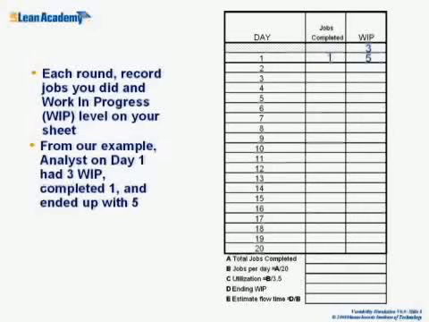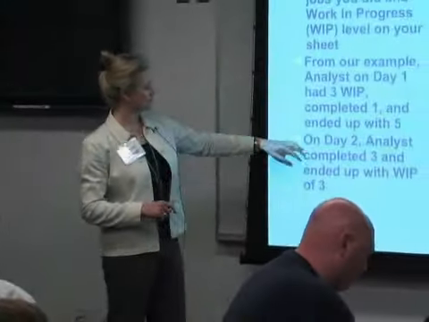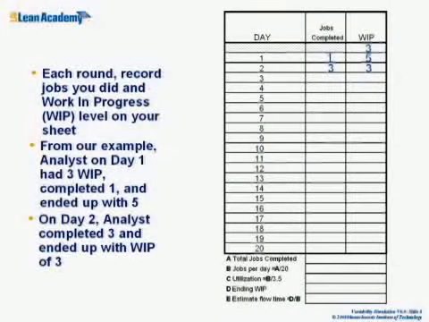If we wanted to highlight an example from what we just did, this is the analyst. Everybody starts with 3 WIP. On day 1, the analyst rolled a 1, and she had 3 WIP. She completed 1, and was left with 2 more plus the original 3 in the WIP, so now you have a WIP of 5, and you're going to know how much WIP you have just by looking at your inbox and counting. It's very simple. On day 2, the analyst completed 3 and ended up with a WIP of 3 in the box.